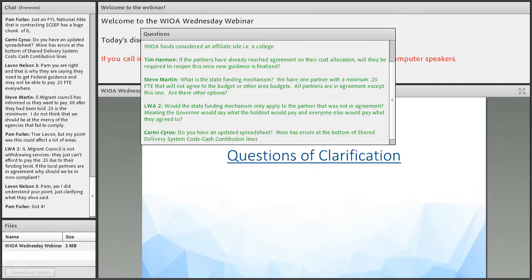And then another says Illinois Migrant Council is not withdrawing services. They just can't afford to pay the .25 due to their funding level. If the local partners are in agreement, why should we be non-compliant? So that's kind of the point that we're trying to make here, is that if local partners are agreeing to whatever all the partners are committing to pay, then that's the local decision. It's just that you'll be at risk of being out of compliance with the governor's guidelines.